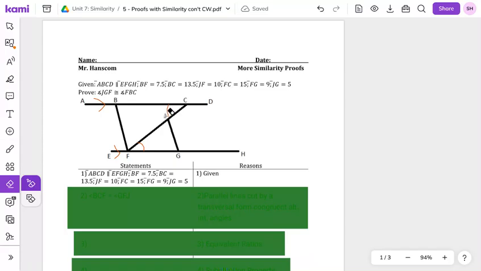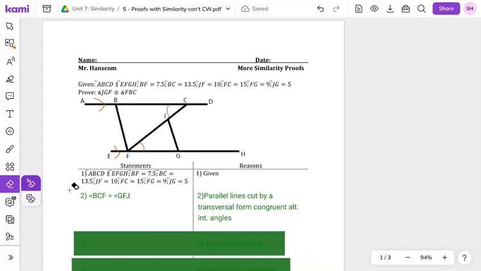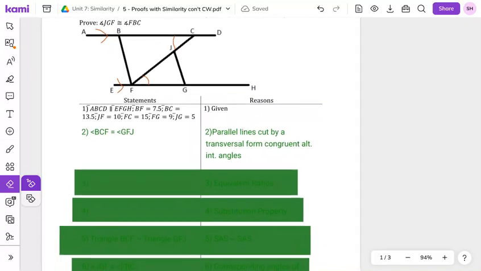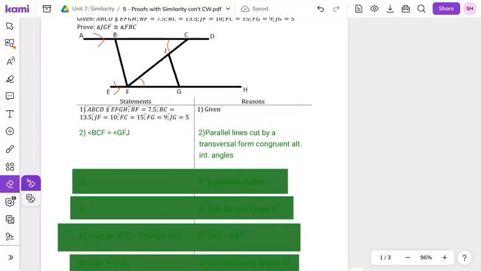And so because I marked these angles congruent, I'm going to do BCF congruent to JFG. You could number them, of course, if you wanted to. And I have the parallel lines cut by a transversal forming those congruent alternate interior angles. Because I have that angle pair declared, what I'm going to do is side angle side similarity.